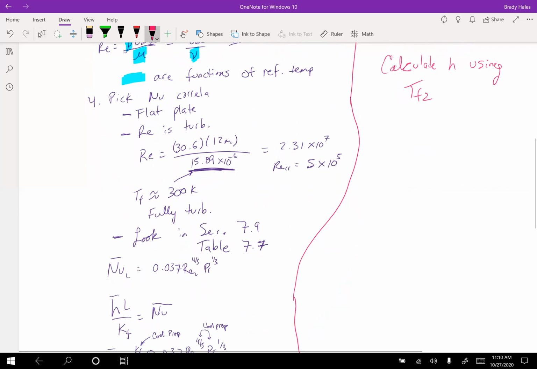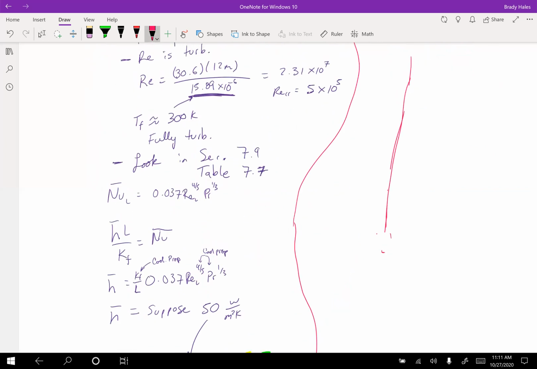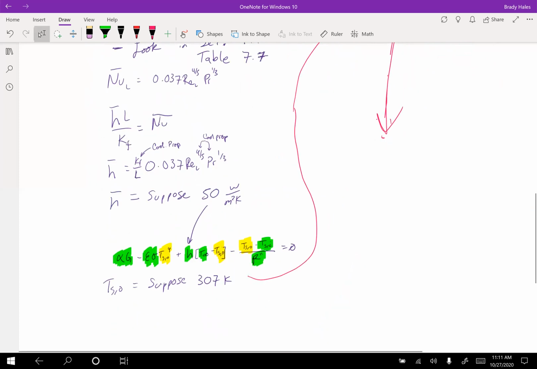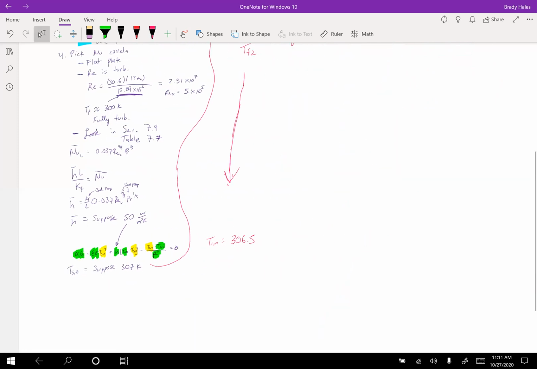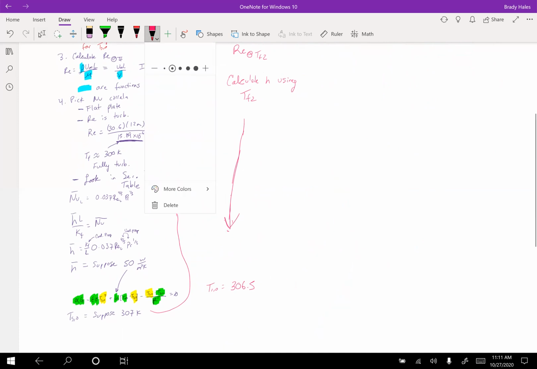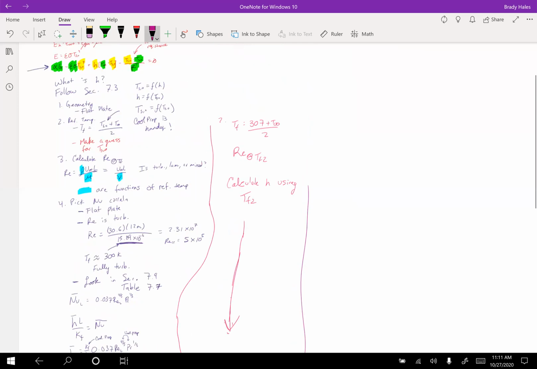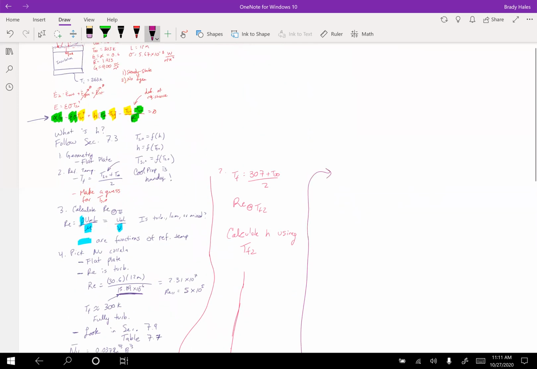Right? Run through, let's see, down to here. If we calculate H, so we say TSO is equal to, I don't know, you can say 306.5 maybe. So then you would probably do another iteration, right? So you would just run through this process again using the 306.5.